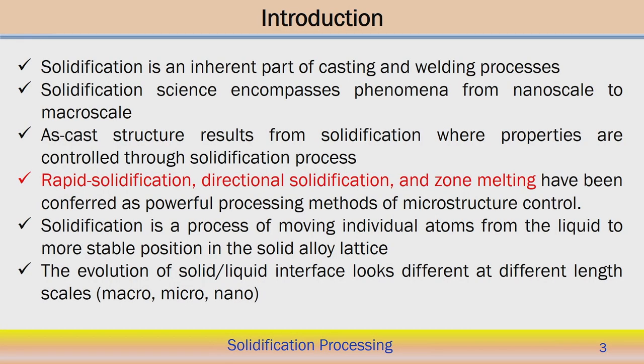Now, if you look into the as cast structure, following the casting process, we get a material in the form of a billet. In that case, the properties of an as cast structure are mainly controlled through the solidification process. So, I can say that this is the primary process that actually decides the properties of a particular component.